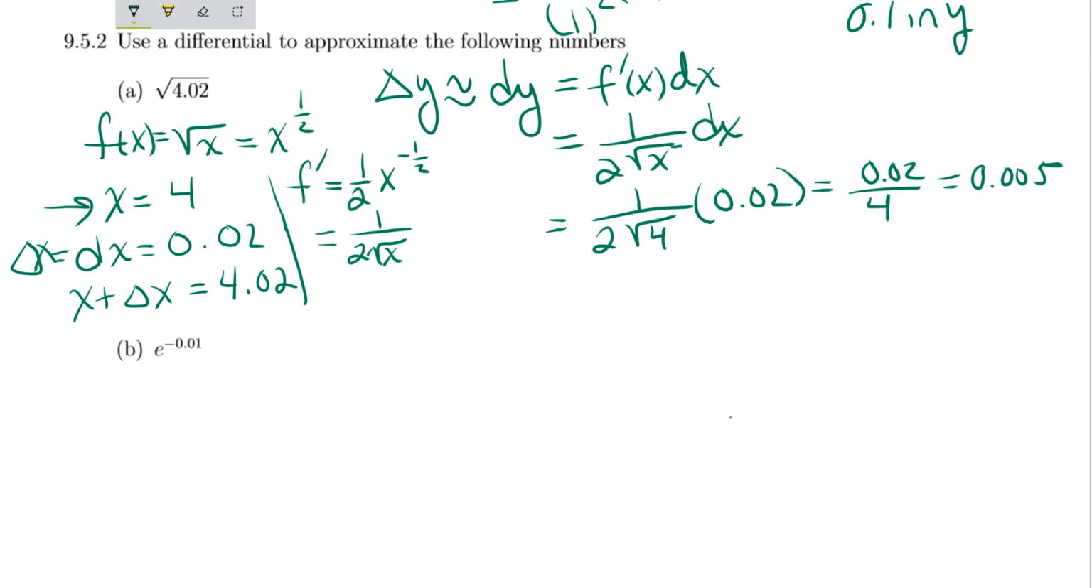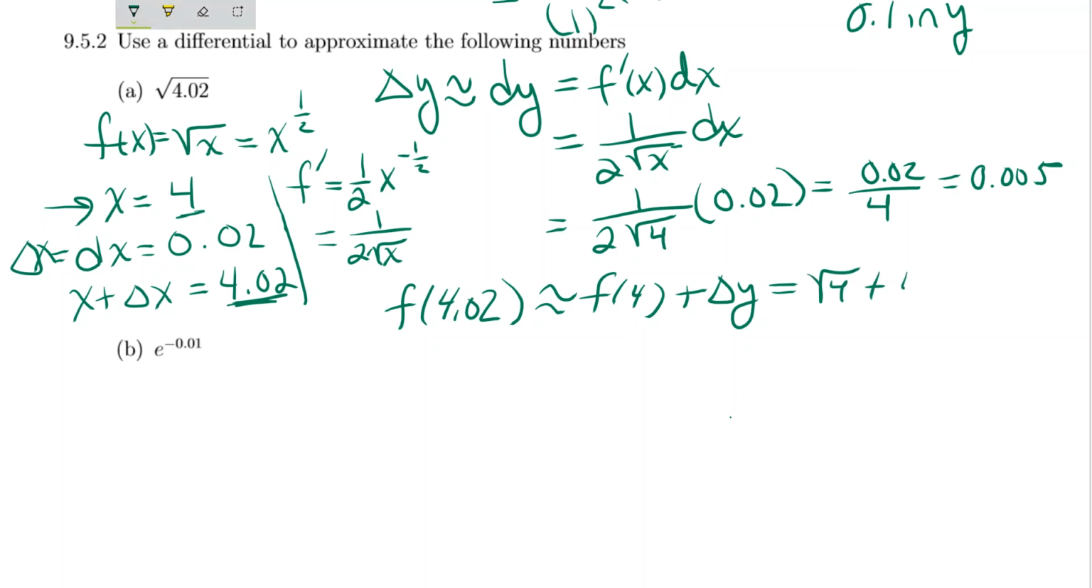And it's positive. So that tells me in moving from 4 to 4.02, it's increased by 0.005. So how do you figure out what y is going to actually be? So you're going to say, well, I want to do 4.02. It's going to be approximately f of 4 plus my delta y, how much my y has changed. So what's f of 4? Well, that's the square root of 4, or 2.005. Now what you should do at this moment is actually calculate the square root of 4.02 and see how close you are.